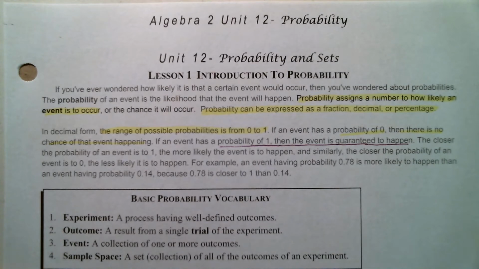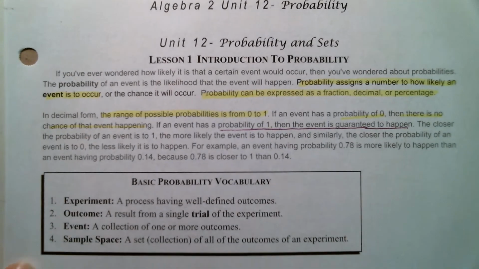For instance, consider the probability that when rolling a die, it lands on an even number. There's more than one possible outcome there. There's 3 possible outcomes. You can get a 2, a 4, or a 6. Sample space is a set or collection of all the outcomes of an experiment.